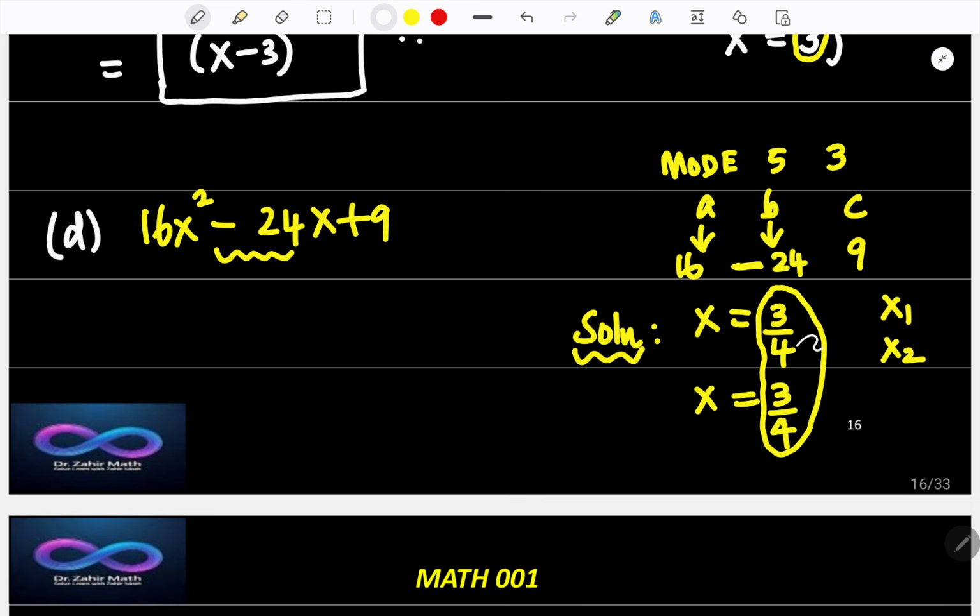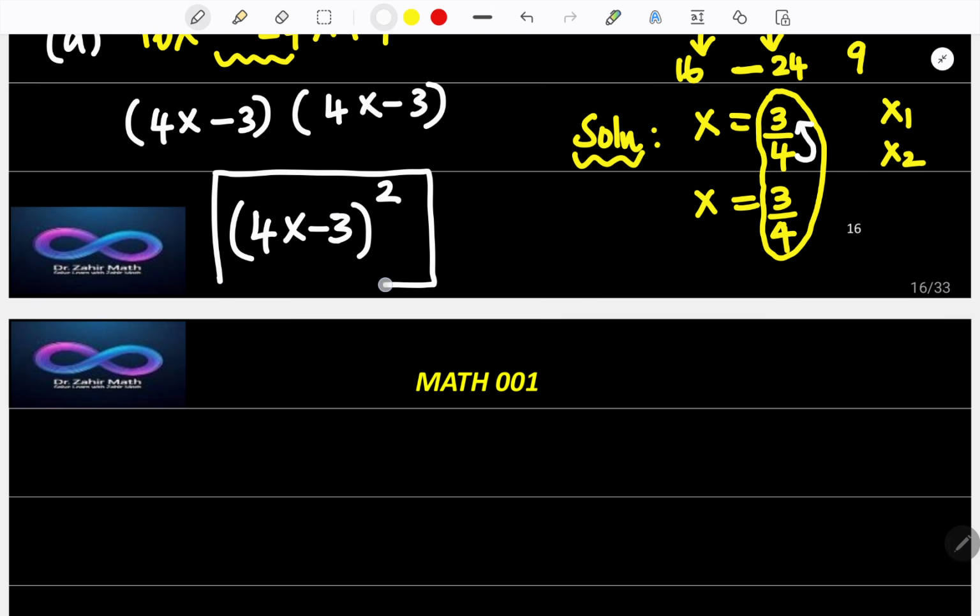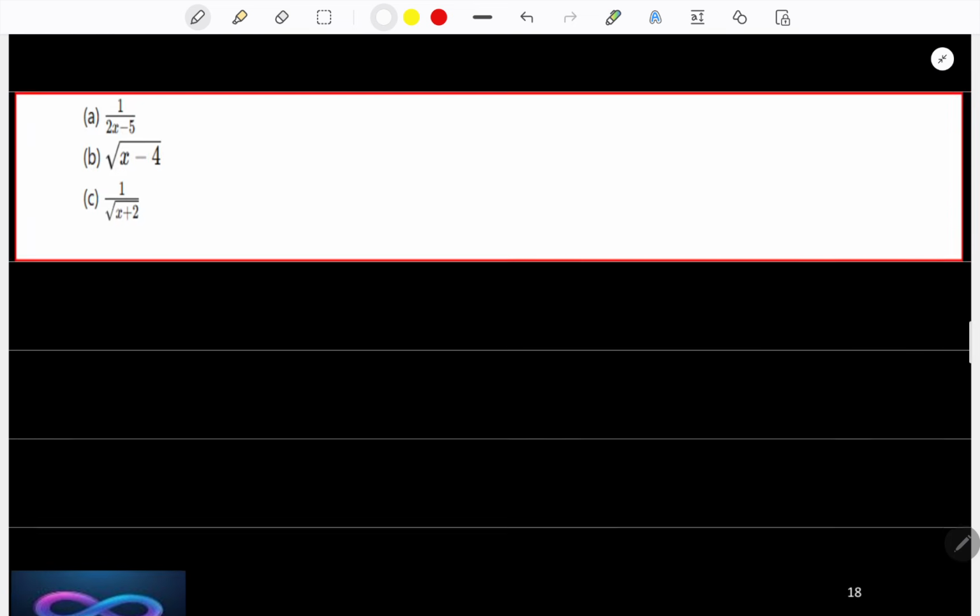How are you going to write? It is 4x minus 3, because there is a plus. So 4x minus 3, the whole power what? 2. Clear all of you? Right. Very good. Yes, nice answer. Let's go to the next question.